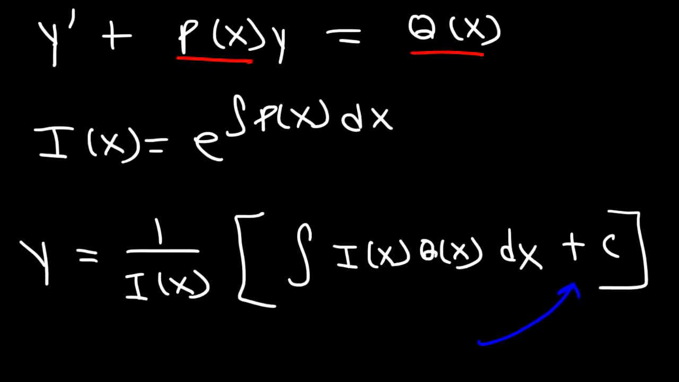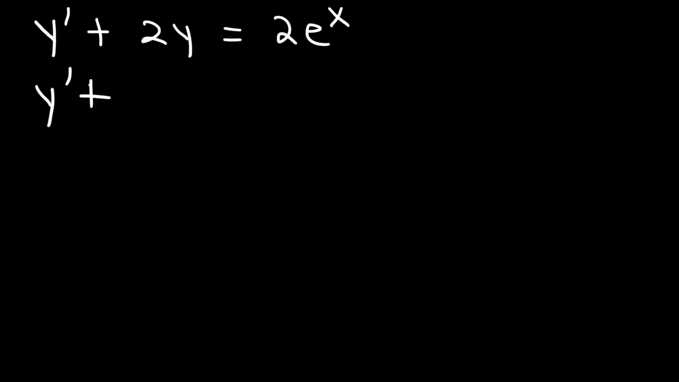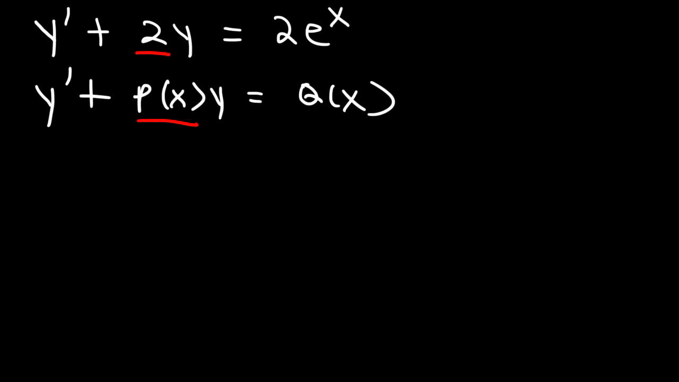Now let's work on some problems. Let's say we have this differential equation, y prime plus 2y is equal to 2e to the x. Notice that this equation is already in standard form. So if we write y prime plus p of x times y, which is equal to q of x, we can see that p of x is equal to the stuff in front of the y, which is 2, and q of x is just 2e to the x. So that's the second step, to identify p of x and q of x.